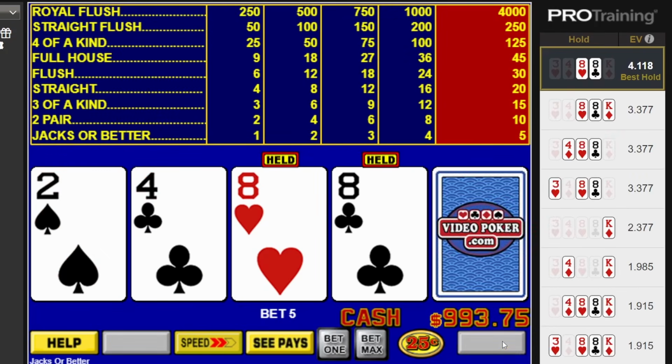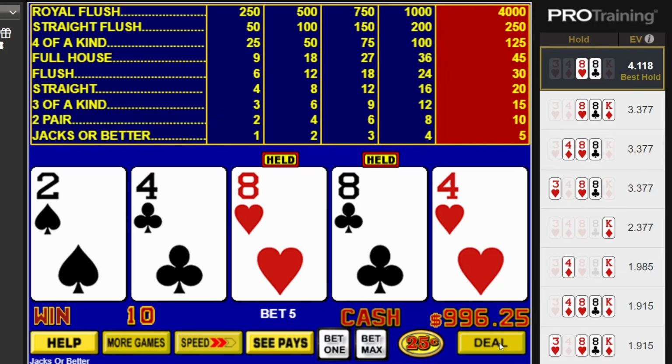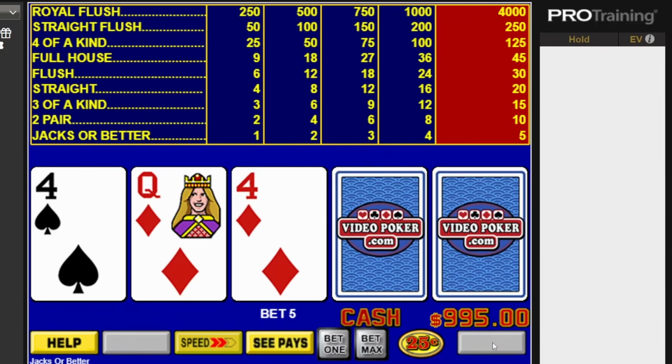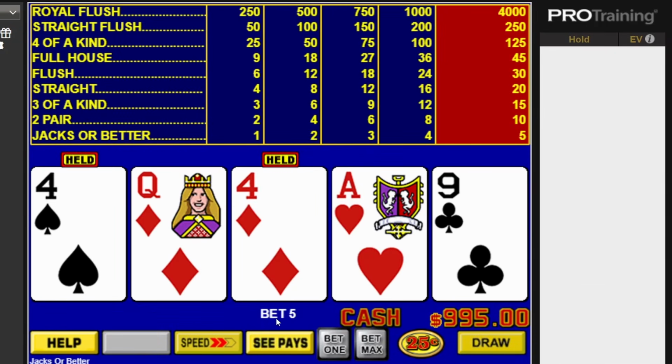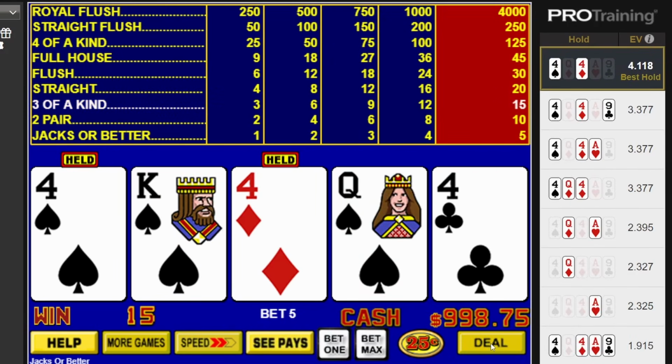8s. Let's do the 8s. There we go. This is going to be pocket 4s. Got another 4. I know they're not pocket 4s. I'm just so used to playing Hold'em back in the day. So we have 3 4s here, which is great EV here.